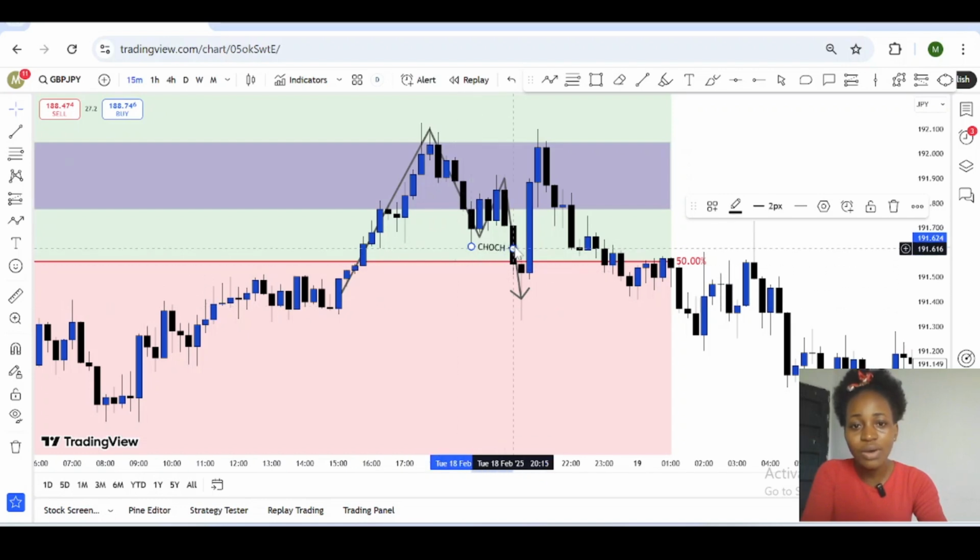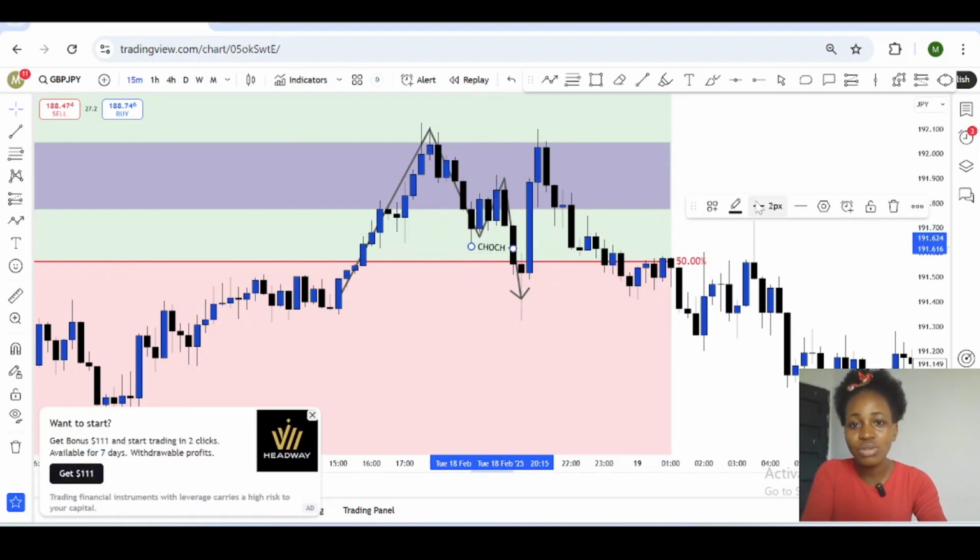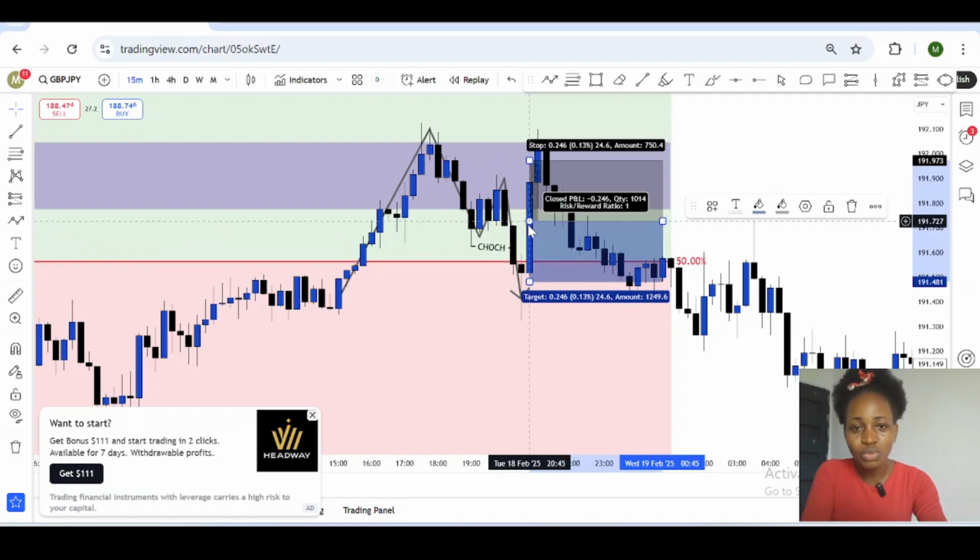Now after spotting this change of character, you can see here we have a fair value gap and we have this order block here. If I want to pick an entry here, I actually did not pick this entry, but I'm going to show you the one I picked. If I want to pick this entry, because I'm looking for shorts, what I will do is maybe wait for price around this zone here.